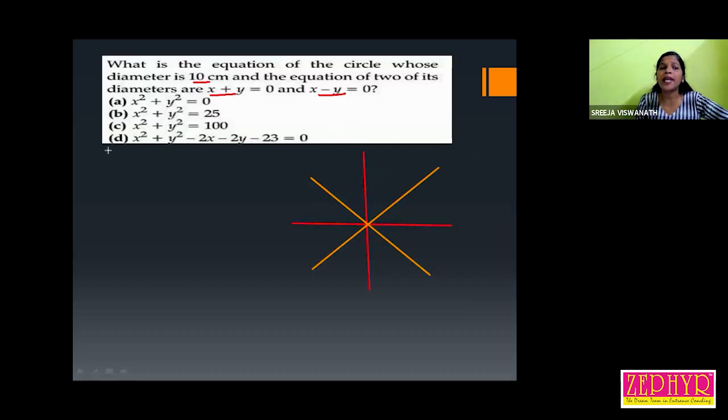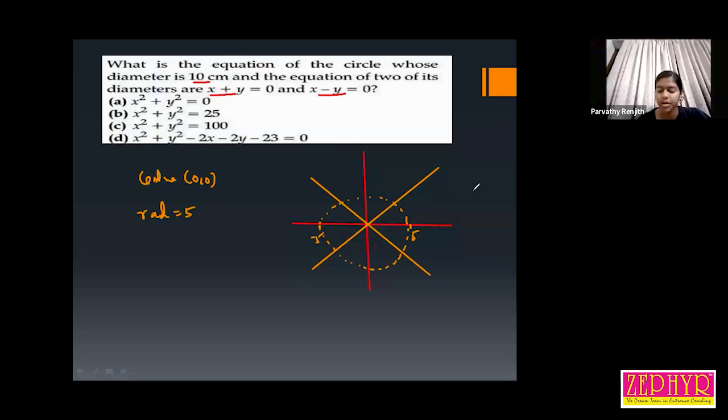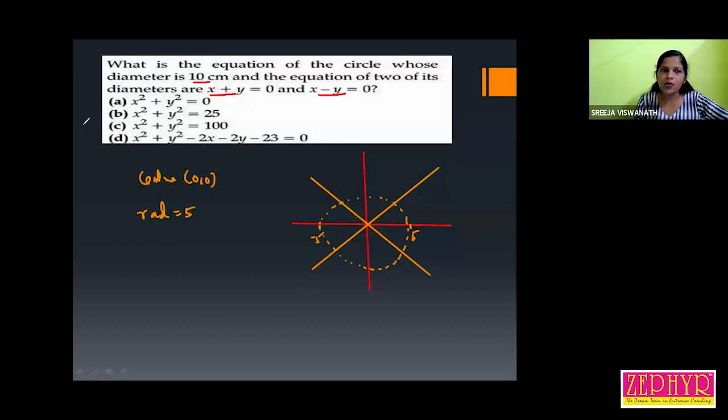Equation of the circle whose diameter is 10. Diameter 10 means radius 5. So here the point is 5, here the point is minus 5. So we need to find the equation of this circle. What will be the equation? Center 0, 0, radius 5. Then what is the equation? X square plus y square equal to 25. Right.